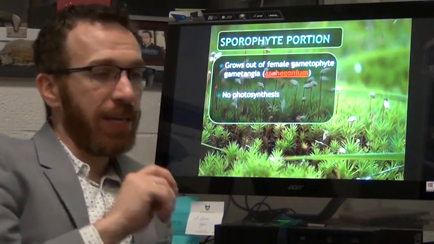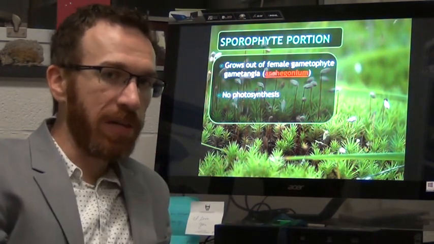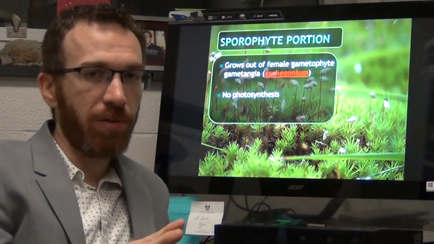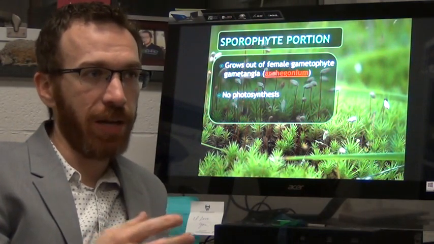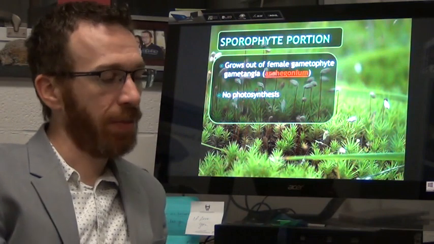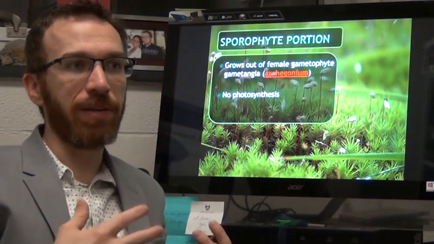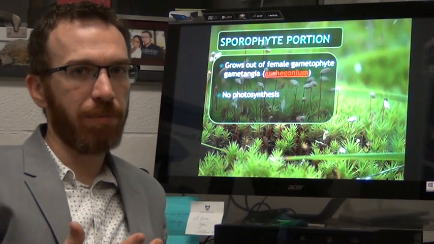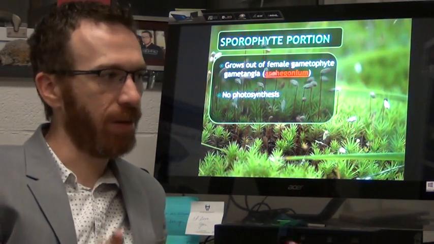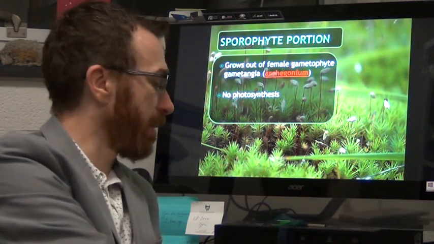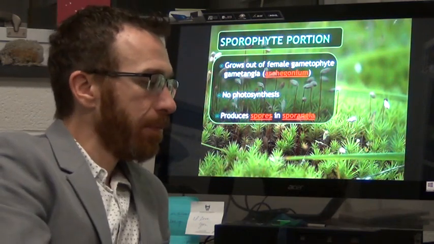The sporophyte is completely dependent upon the gametophyte for survival. It cannot go through photosynthesis, and so it gets all of its energy from the gametophyte. This is why we say in bryophytes they are gametophyte dominant, because the sporophyte is completely dependent upon the gametophyte.